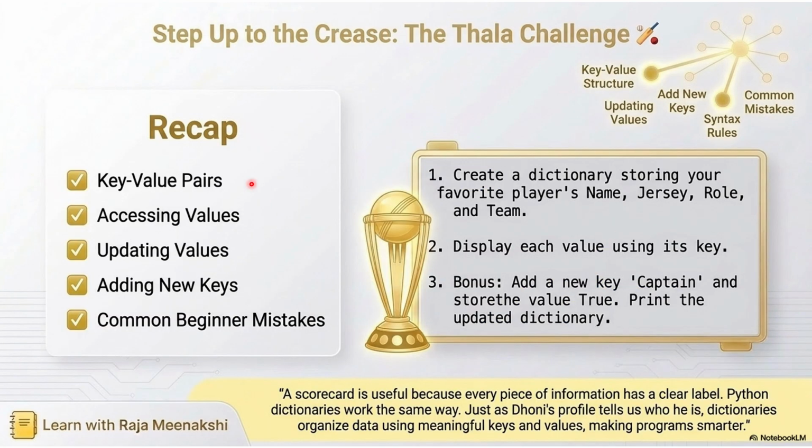We are nearing the end. So what are all the things we saw? Key value pair, accessing, updation, addition, and the mistakes. As homework, try to create a dictionary with your favorite player name, whoever it is, and display each value using its key. Try to incorporate a for loop. Add a new key captain and store the value true, and print the updated dictionary. Try to incorporate the for loop as well.